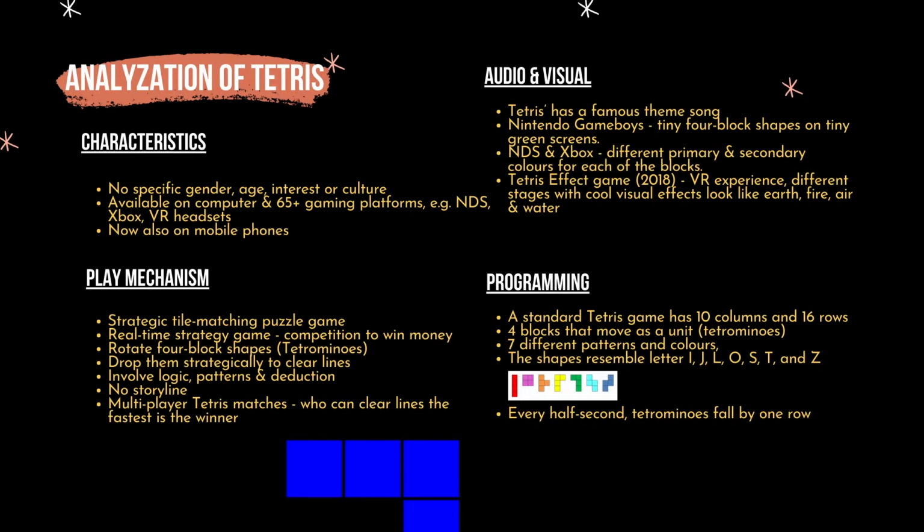I will introduce you to the play mechanism of Tetris. Tetris is a strategic tile matching puzzle game. It can be a real-time competition game for players to win money. Players rotate 4-block shapes called tetrominoes and drop them strategically to clear lines. Playing Tetris requires logic, patterns, and deduction. Tetris has no storyline. In multiplayer Tetris matches, those who can clear lines the fastest win.